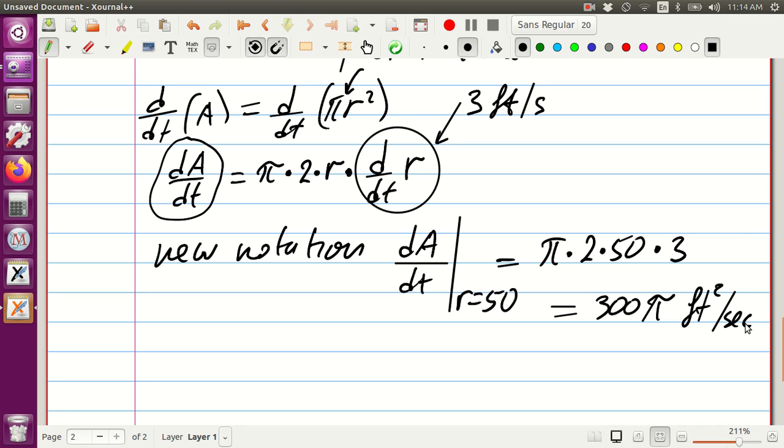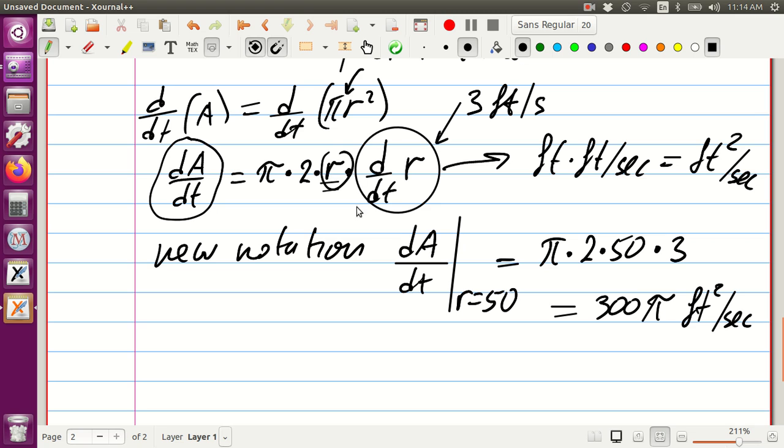Why feet squared? Because the rate of change of the radius is in feet per second and the radius is in feet. So feet times feet per second, we're gonna get feet squared per second. Alright, so this is this and this is that. So this concludes this little lecture. In the next lecture we're gonna write the procedure down and we'll do a few more exercises. So I'll see you next time.